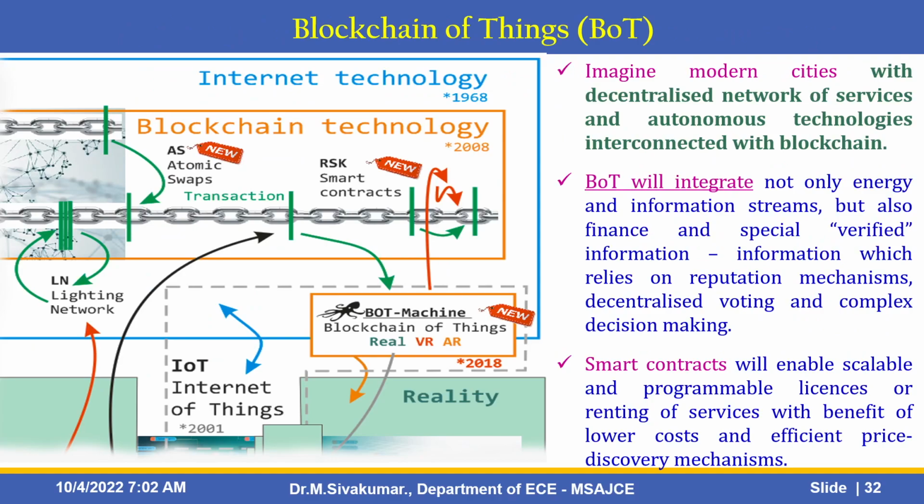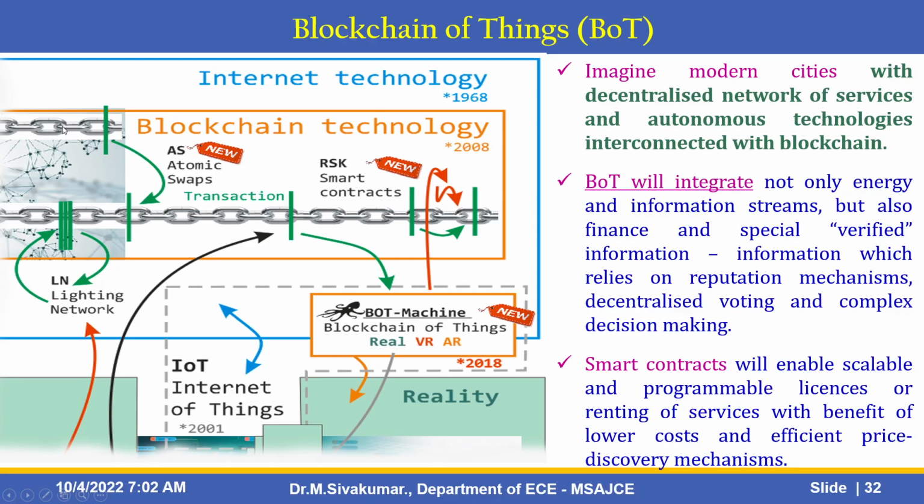Then finally, what is blockchain of things? Here, imagine internet technology introduced in 1968, then blockchain technology introduced in 2008, and the Internet of Things came in 2001. Now the new version, blockchain of things, with virtual reality and augmented reality.